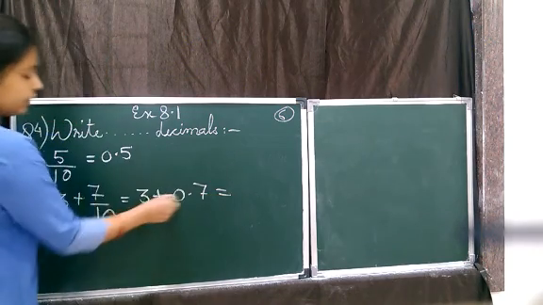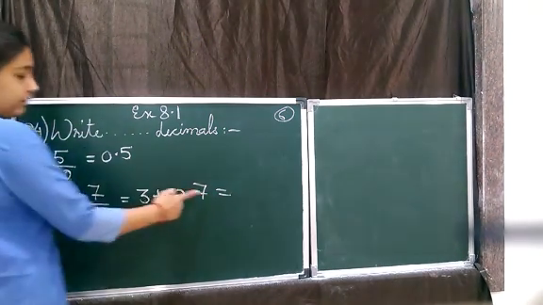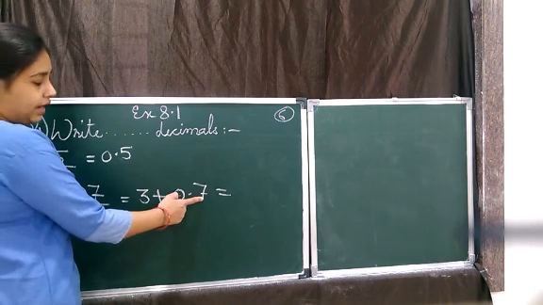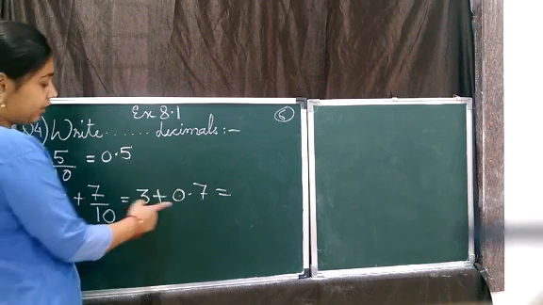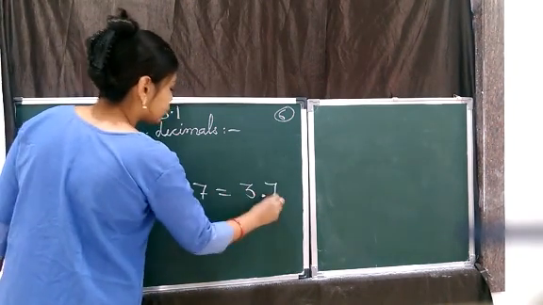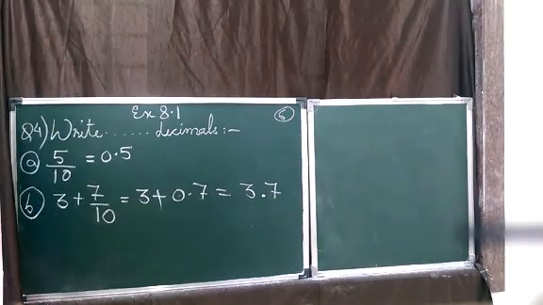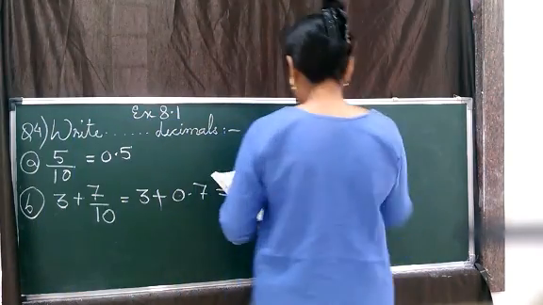Okay. Now 3 and 0 will be added. Why? Because they are the whole numbers. 3 will not be added to 7. Why? Because this 7 is a decimal number and 3 is a whole number. So 3 and 0 will get added. 3 plus 0 will give you 3. So the answer comes out to be 3.7. Then we write C.